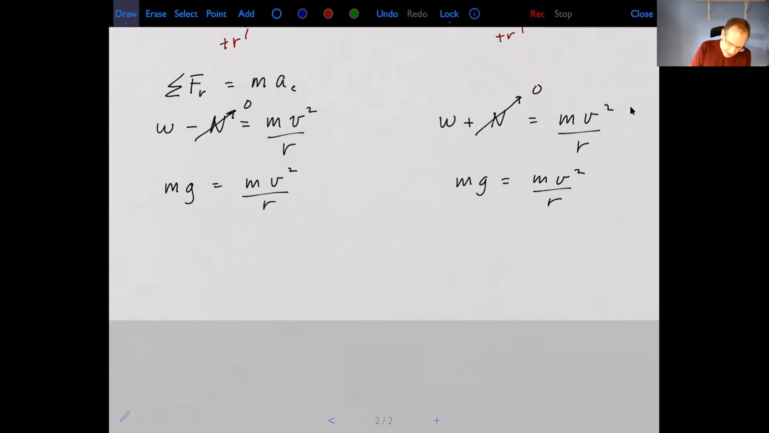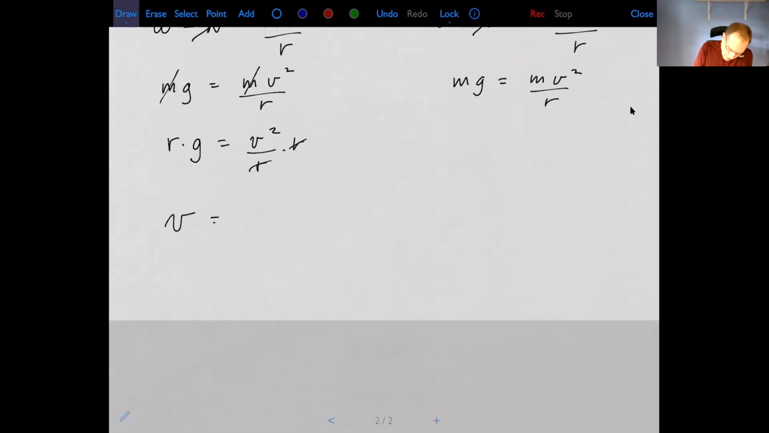So notice what happens here. I can cancel the m's. And I want to solve for v. V is going to be called the critical speed, or the critical velocity. It's the speed at which the ball is just ready to leave the surface. So to solve for v here, I'd have to multiply both sides by r, and then take the square root. So you're going to find that v is equal to the square root of r times g. And this is what we're calling the critical speed, or you could also say critical velocity.